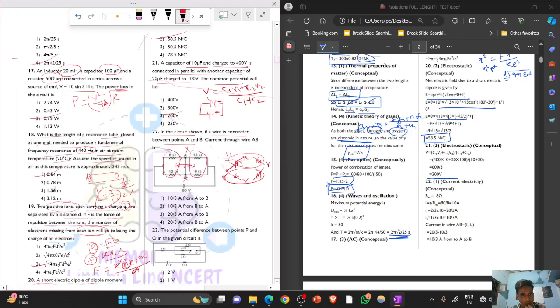Okay, this is the correct one, because the 0 volt and x volt, or you can say 80 volt and x volt, both are parallel. The 0 volt x volt, 0 volt x volt, those are parallel, then they are in series. Yeah, this is the way.